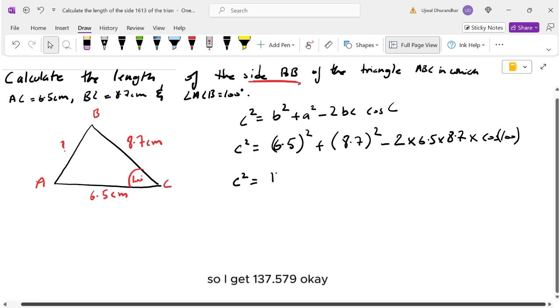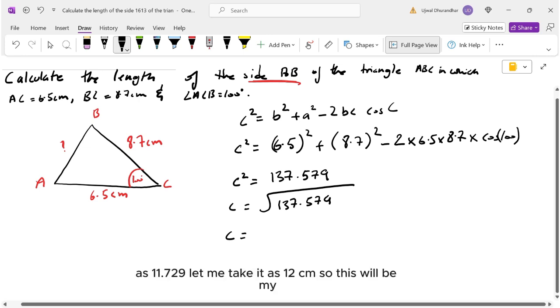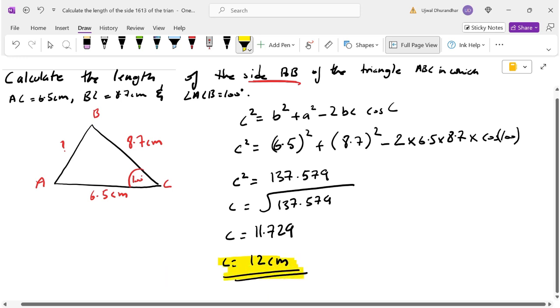So I get 137.579. Okay, then we will take the square root of that. So I get my side C as 11.729. Let me take it as 12 centimeters. So this will be my answer. 12 centimeters will be this side, or we can just take 11.79, whatever, but 12 centimeters will be this side.